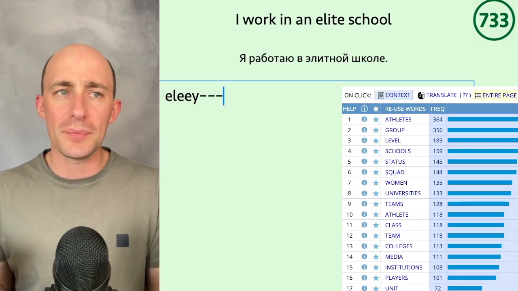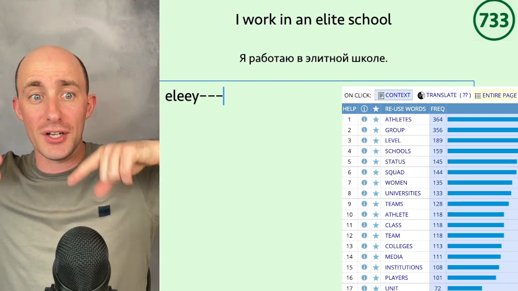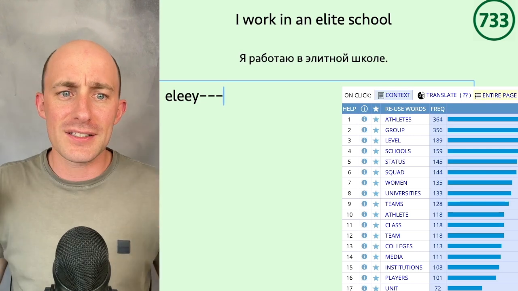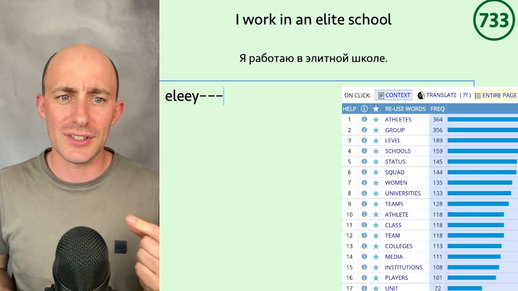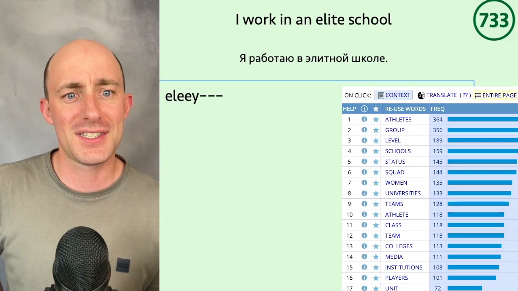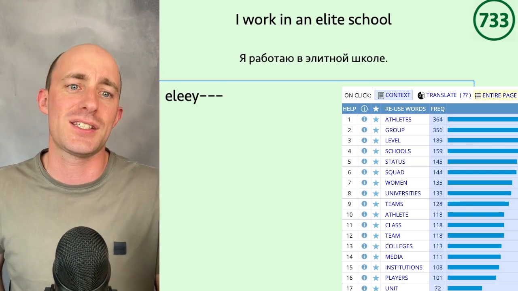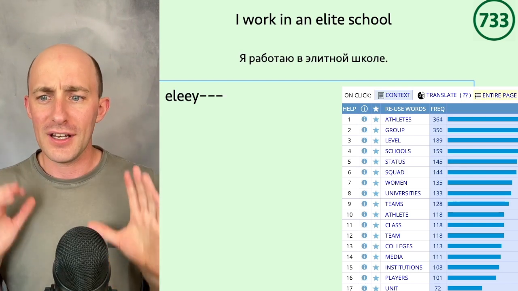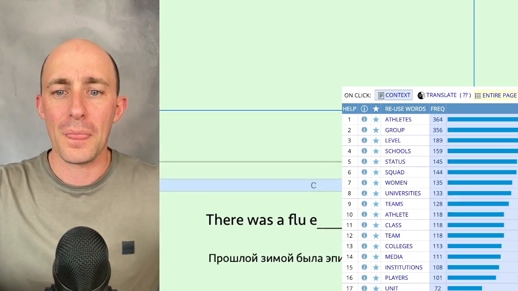Actually, in elite group, elite level, I do a glottal stop because I have a T before a consonant. Elite group, elite level, elite schools, elite status. But when I say elite schools, I kind of do a schools, elite schools, elite status, elite squad. You can hear the t, but it's connected to the s. So, elite, with a glottal stop.